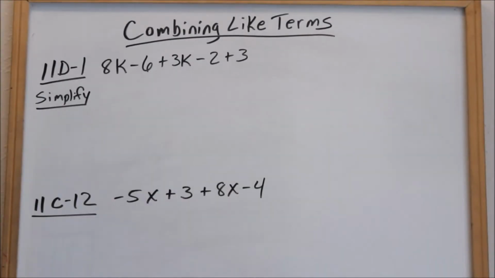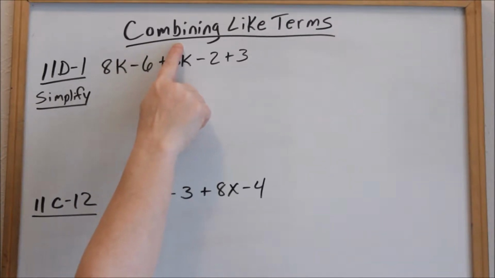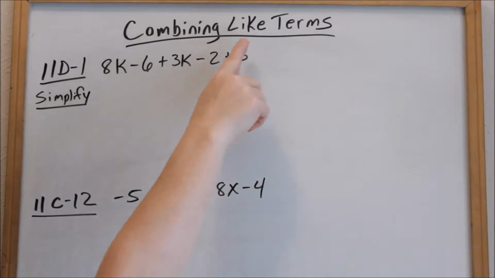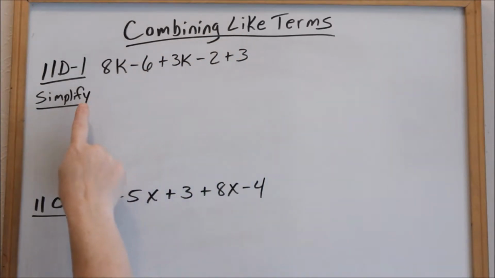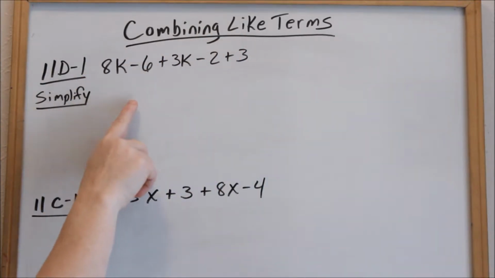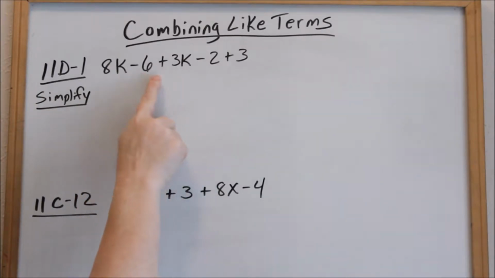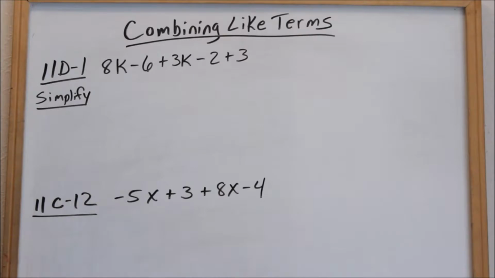Okay, now we're going to be combining like terms. We can use the commutative property to combine like terms. Like is a key word. Looking at 11D1, when we combine like terms, we can only combine K's to K's, numbers to numbers, X's to X's, A's to A's, B's to B's. I like to say you can only combine apples to apples, bananas to bananas, oranges to oranges, cookies to cookies, numbers to numbers. So the instructions are going to be to simplify.